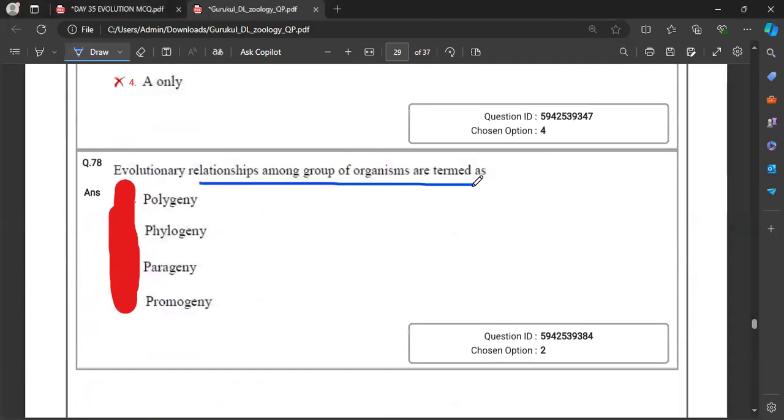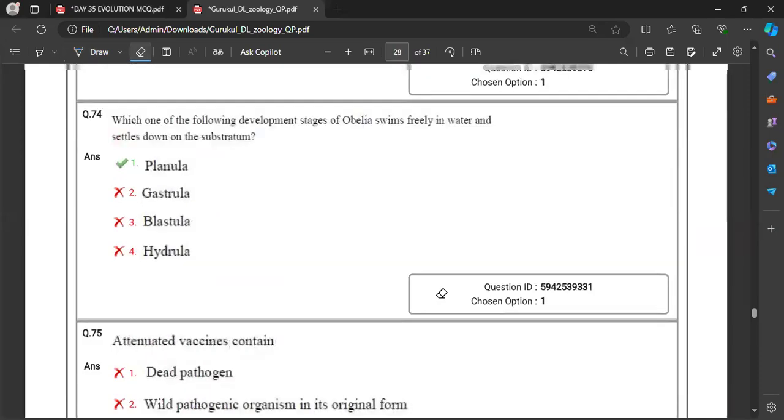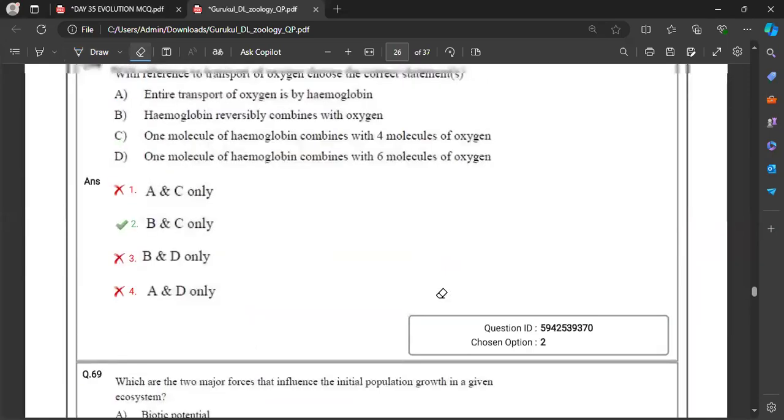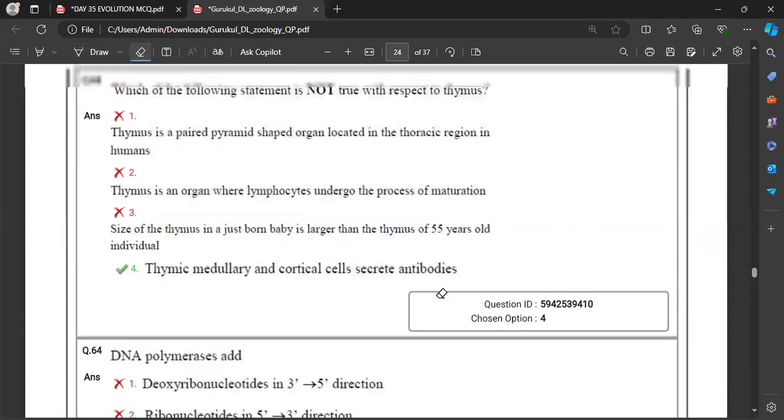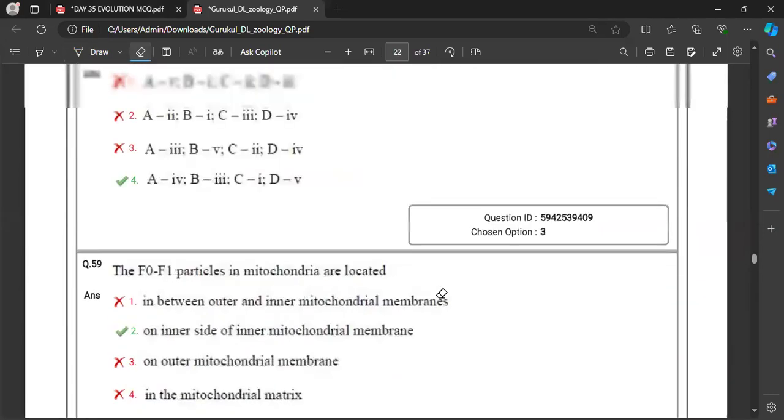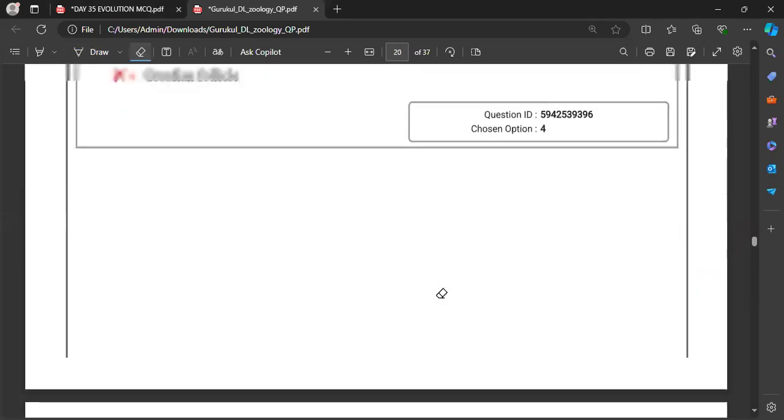Evolutionary relationships among a group of organisms are termed as, and this question we have discussed many times in our class, during non-chordata and chordata. I have used that word very often. And what is the term? Yeah, that will be phylogeny. Okay. So in evolution, we have covered fewer questions. There will not be many questions from evolution, maybe from ecology.